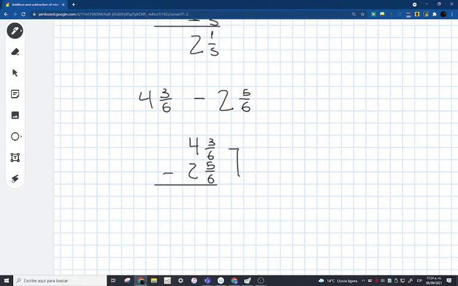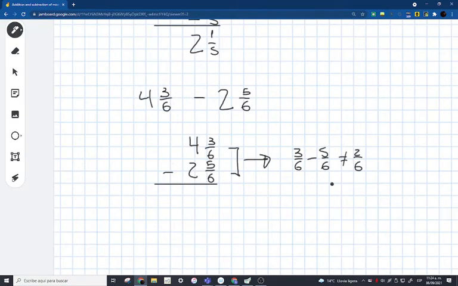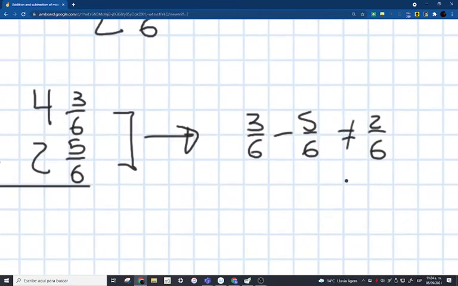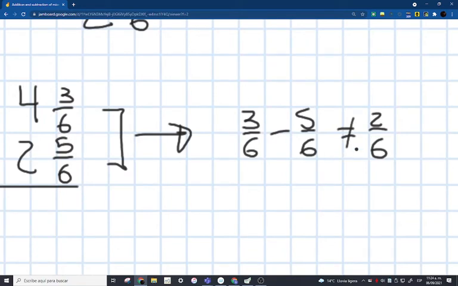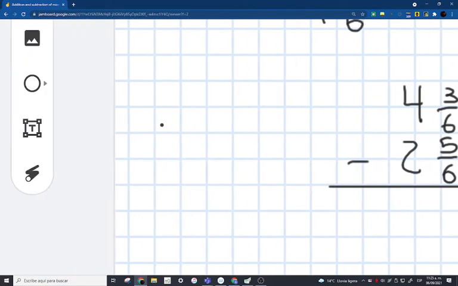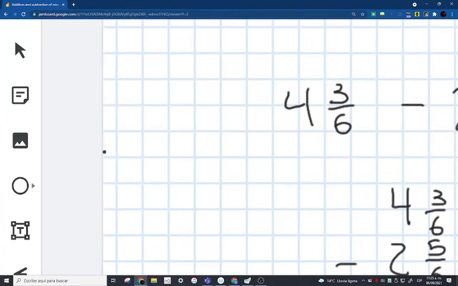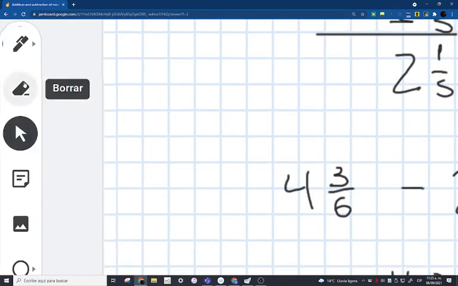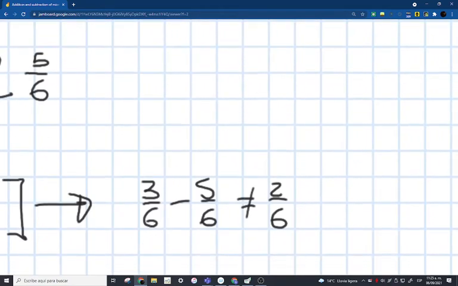Okay, so we proceed to subtract the fractions. We start from the right. 3/6 minus 5/6. And don't tell me that it's 2/6, because remember that in the subtraction the order matters. It matters a lot. So what are we going to do? Remember, 3 minus 5 is not possible, because you cannot take 5 out of 3, because you only have 3. Of course, you can do it with negatives, but in mixed numbers, it's better not to do it like that.